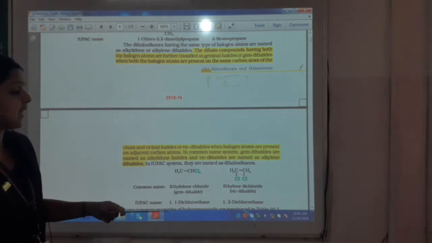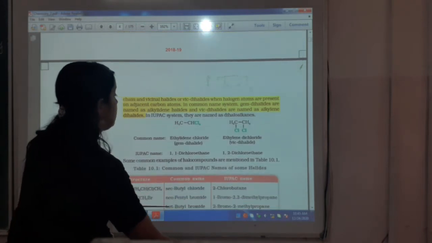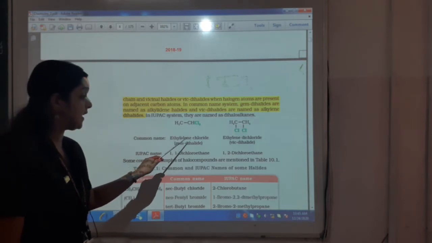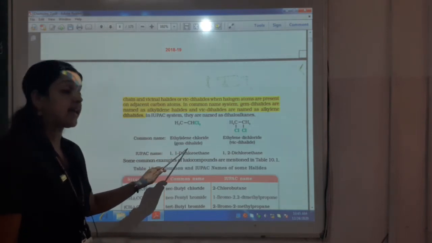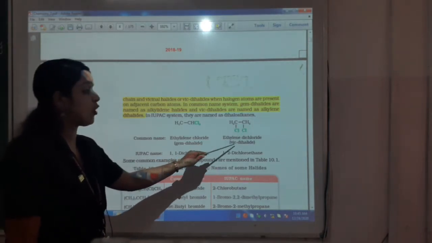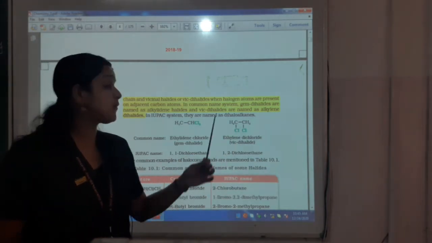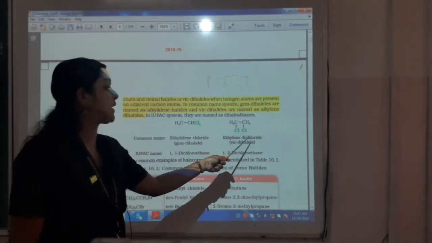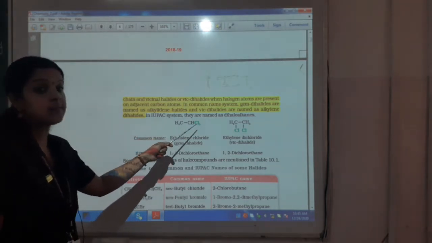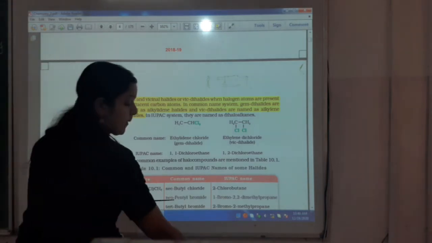Now what are vicinal dihalides? We will see now with examples. See here. The same carbon atom is having both the halogens, you call it ethylidene chloride or gem dihalide. When adjacent carbon atoms are holding the halogens, you call it vicinal dihalide. What is vicinity? Close by, nearby. So vicinal means the close carbon atoms are holding the halogens. So you call it vicinal dihalides. When the same carbon atom is holding the halogens, you call it gem dihalides. Now some of the IUPAC names are given here.